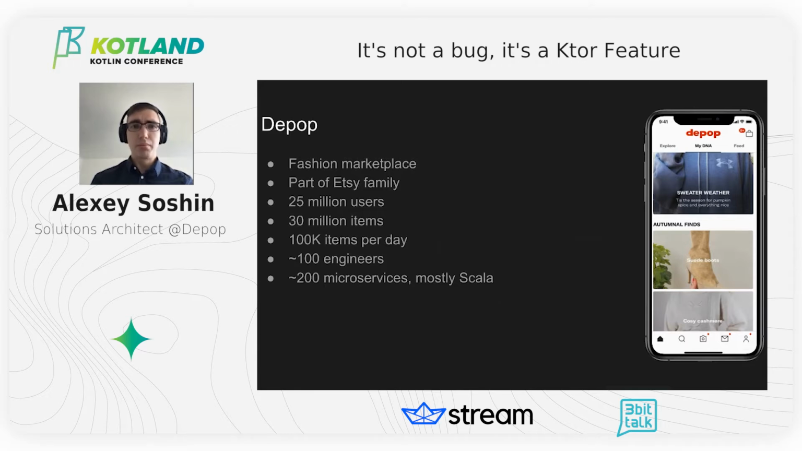But first, briefly about Depop, the company I work for currently. Depop is a marketplace for fashion. We have about 25 million users globally, 30 million items, and more than 100,000 items added every day. In terms of engineering, we are about 100 engineers at the moment and around 200 microservices, which are mostly written in Scala.